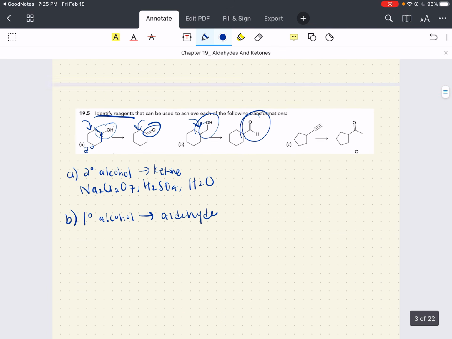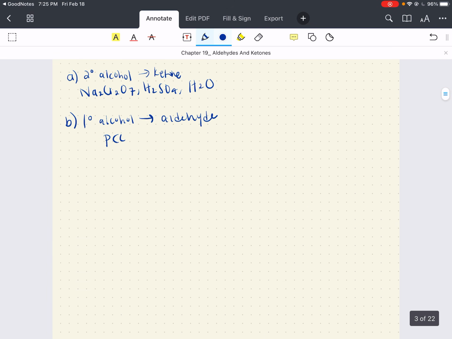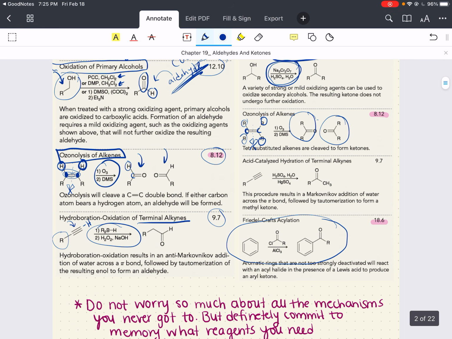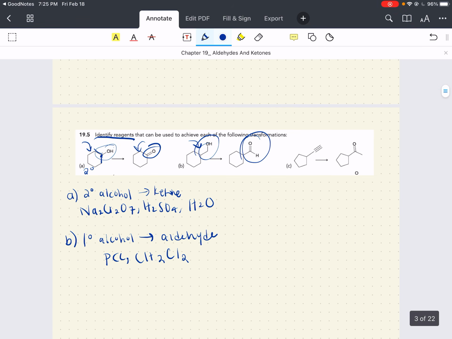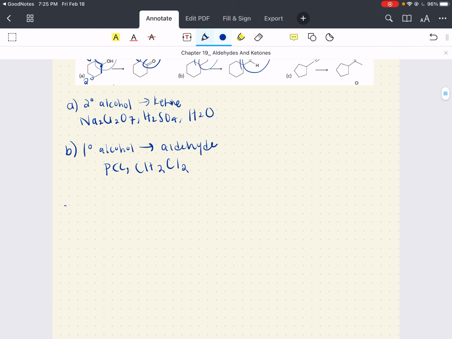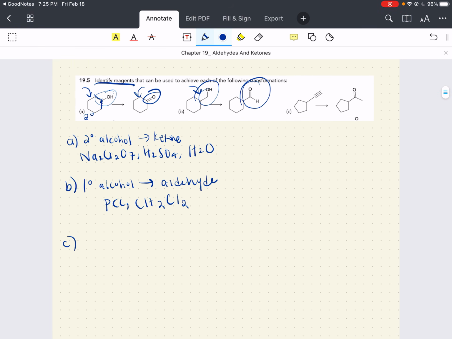Any one of these list of reagents will do the job. So just the first one, PCC and CH2Cl2. That's one reagent that you can use for this preparation of an aldehyde. Any one of these reagents, by the way, will accomplish this task for you. So if you listed any of those or you were thinking about any of those reagents, those are all correct answers for this transformation.